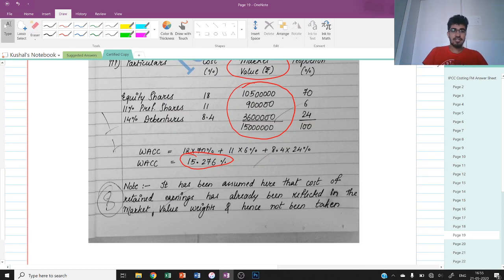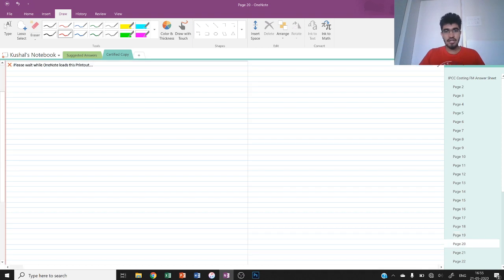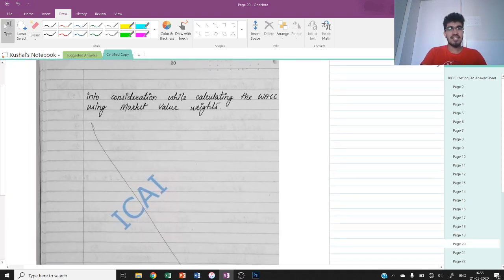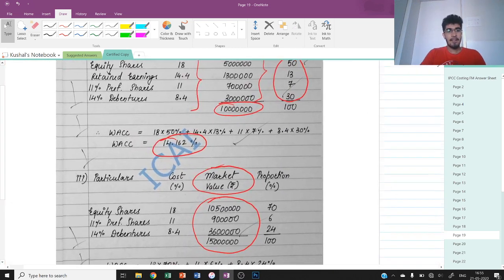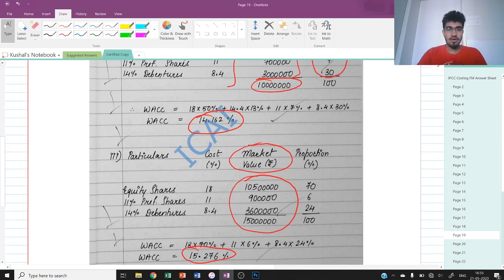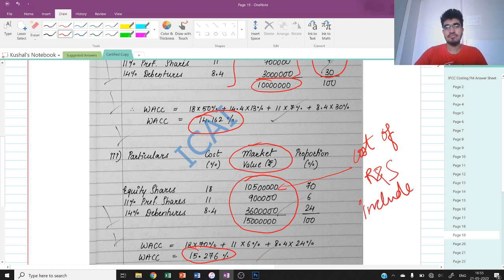Okay, I have also written a note that it has been assumed here that cost of retained earnings has already been reflected in the market value weights and hence not been taken into consideration while calculating the WACC using market value weights. This is an important assumption. The cost of reserves and surplus is already included in this market value. Okay, this is very important.